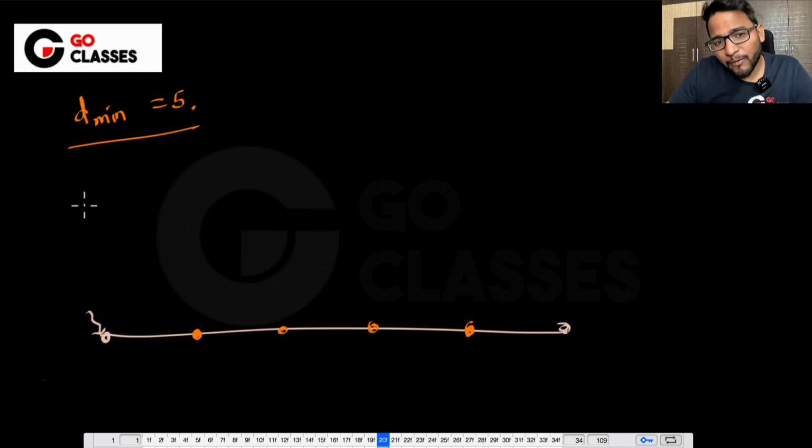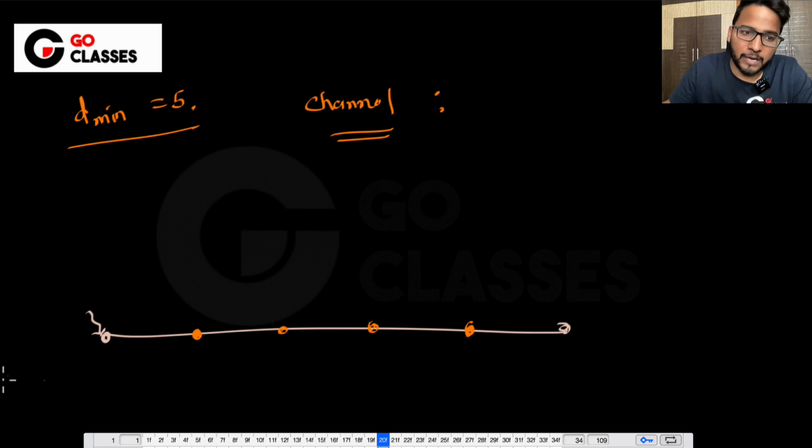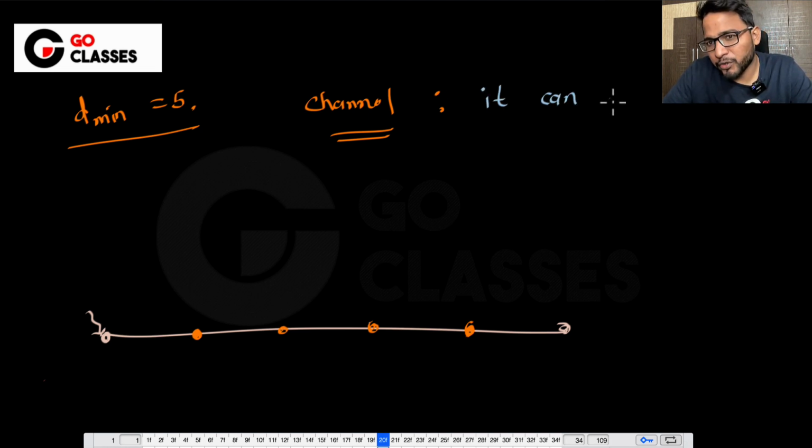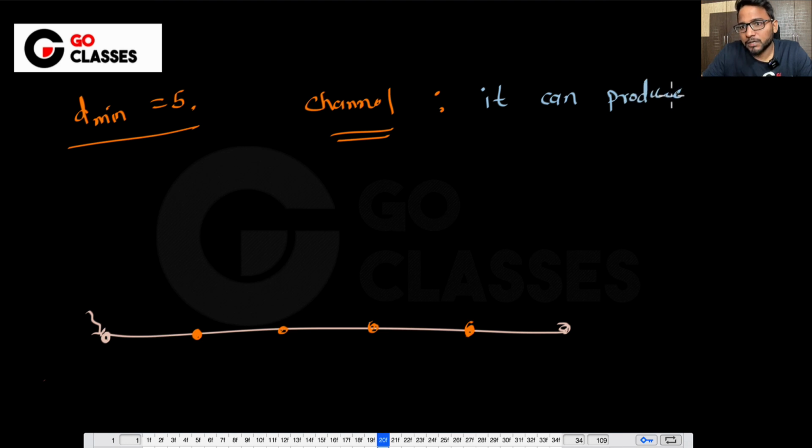Now, I have a physical limitation. Physical limitation means I have a limitation on the channel. There is a channel that I use to transmit the data bits, and the channel is saying that it can produce errors up to, let's suppose, 2 bits. Which means if I am sending this, then I am 100% sure that even if it gets altered, it will get altered in either this or this. That is my channel saying.